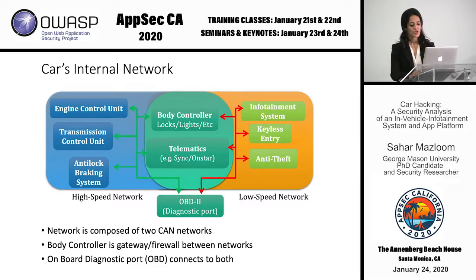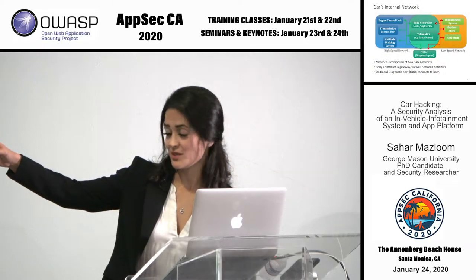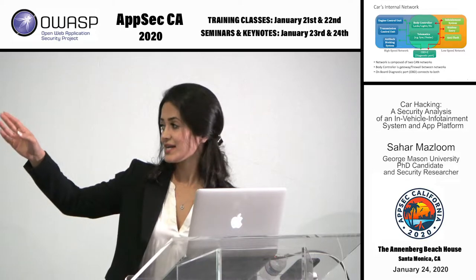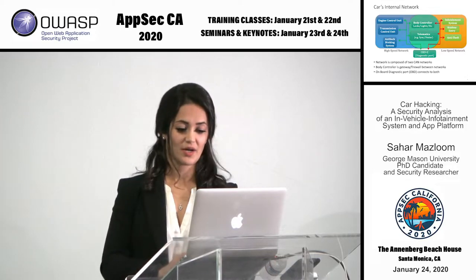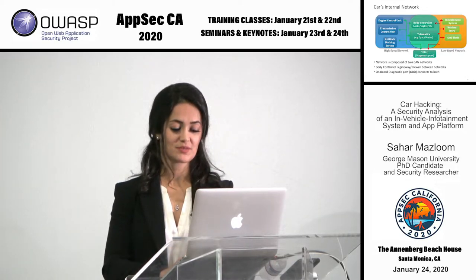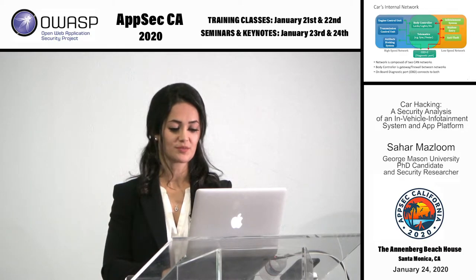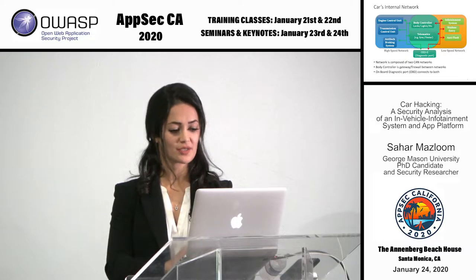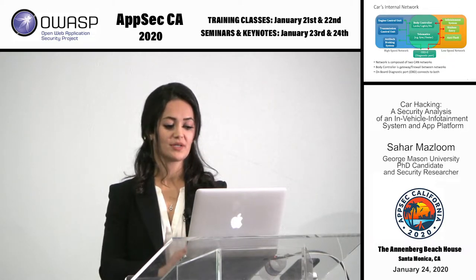and they need to talk to each other. There are some components that act like proxies and bridges. For example, look at this body controller and telematics. They work as a bridge between these two types of networks to make this communication possible. So the body controller, telematics, and diagnostic ports communicate on both networks.